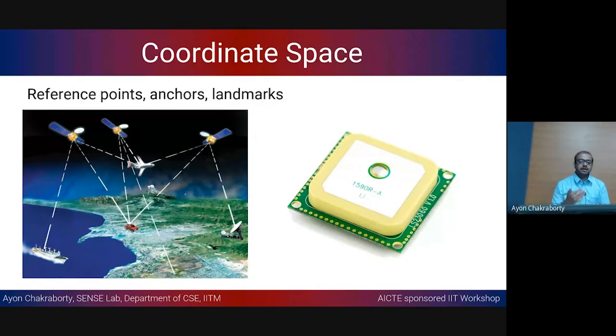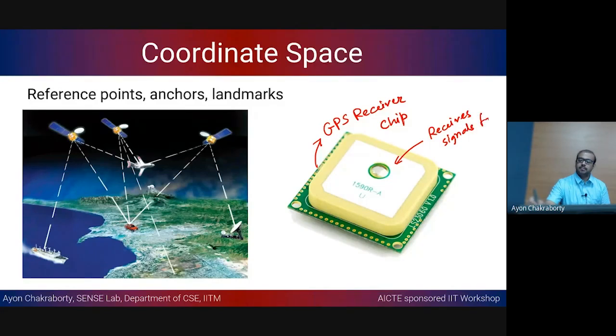And what are the reference points? As I told you, the reference points are the GPS satellites. Okay, and every device that has to localize itself, or a GPS receiver, will have this receiver chip, right? So this could be a GPS receiver chip, right? So what it is supposed to do, it actually receives the signals from the satellites.